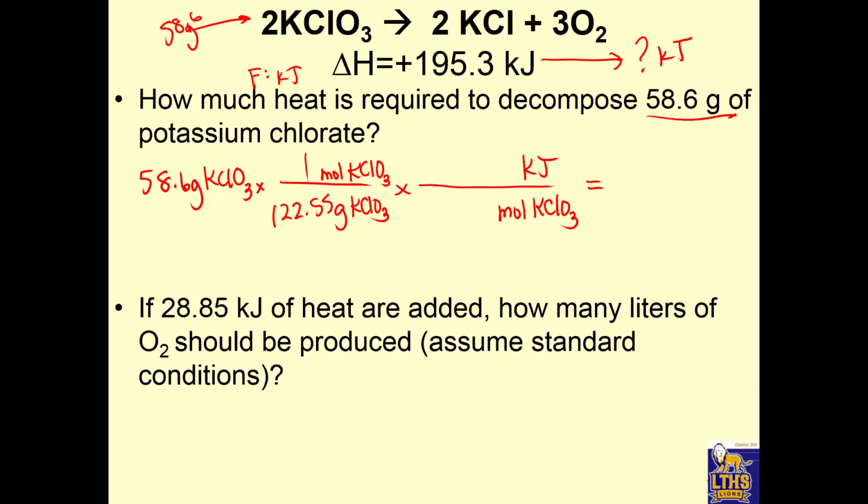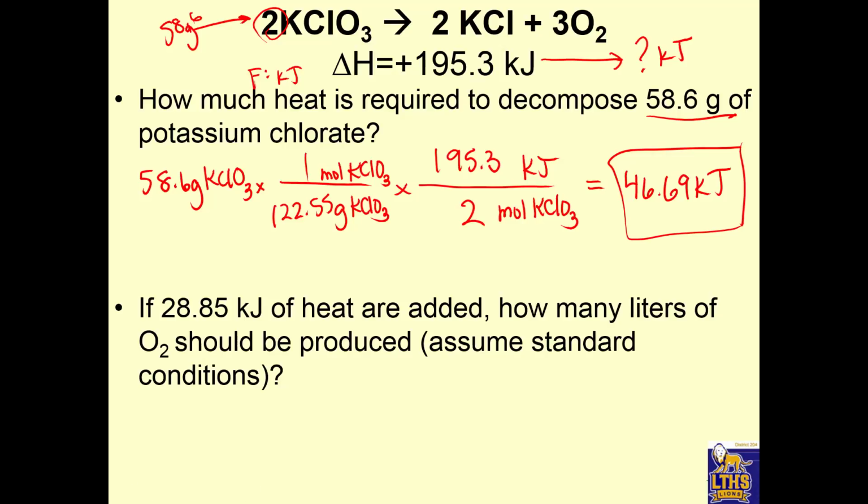All right, moles and heat. It's a little bit different, but it's from the balanced equation. So I have to use the 195.3 kilojoules, and I have to use the 2 for moles of potassium chloride. Right? So I multiply this, divided by that, times that, divided by that, and I get 46.69 kilojoules of heat released.